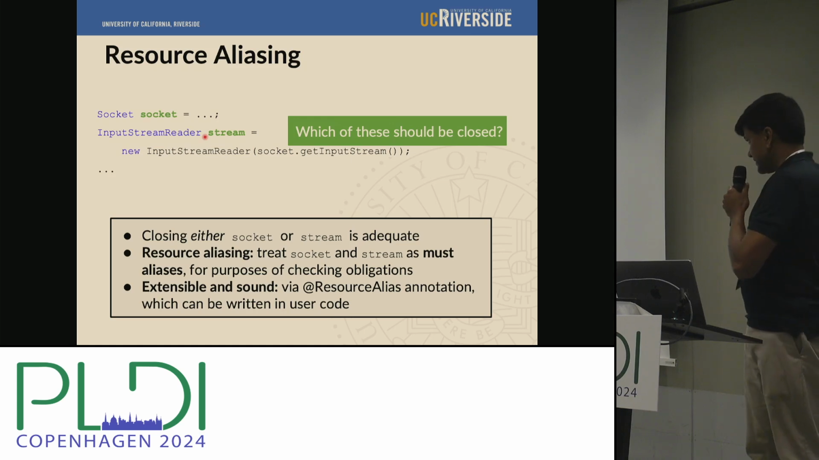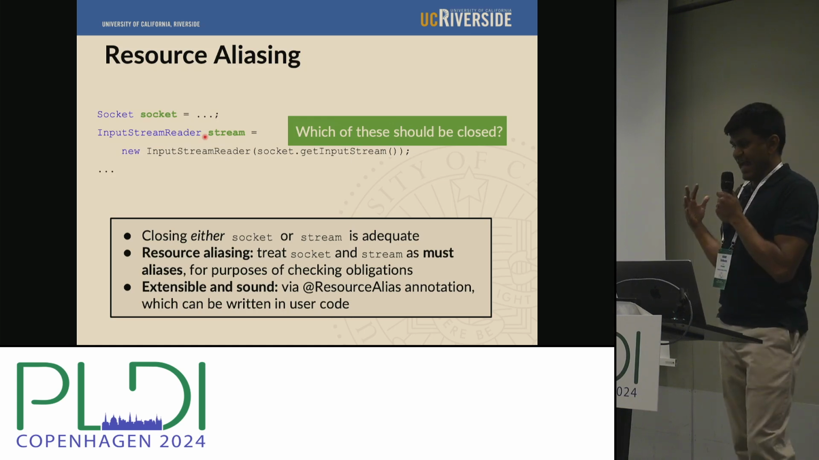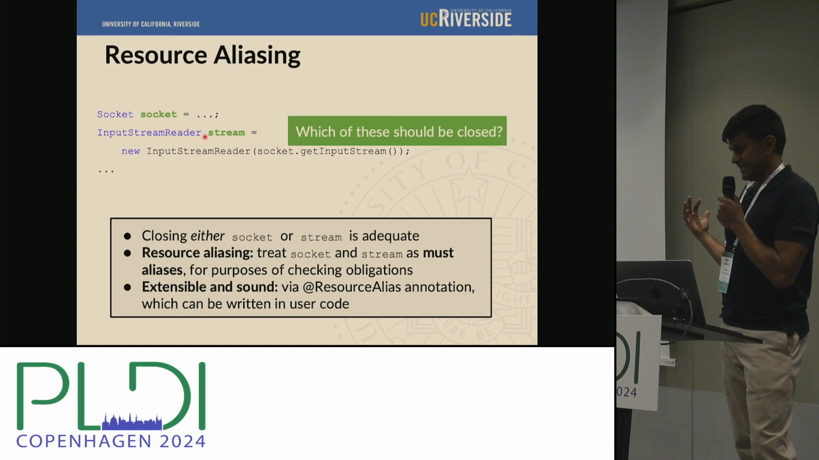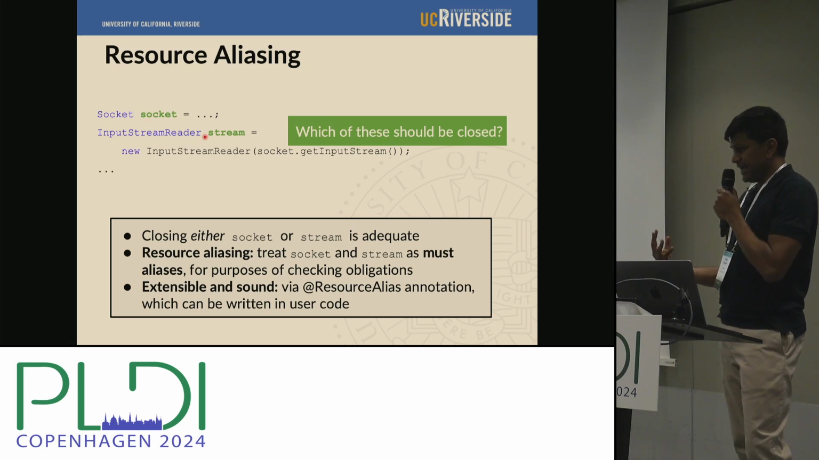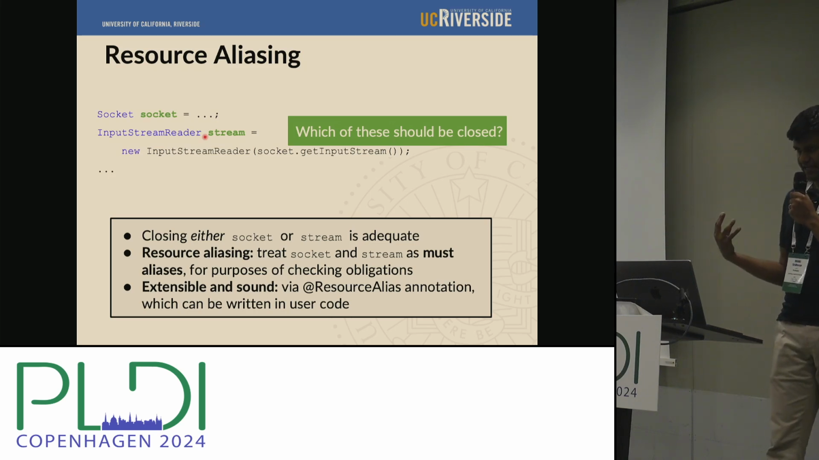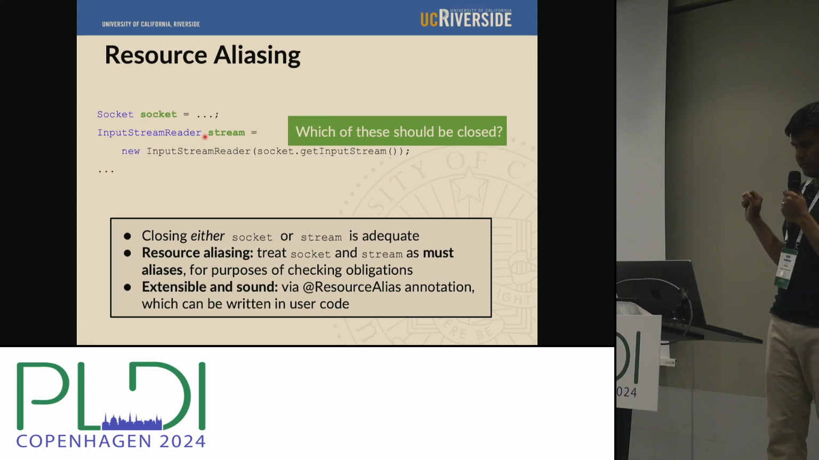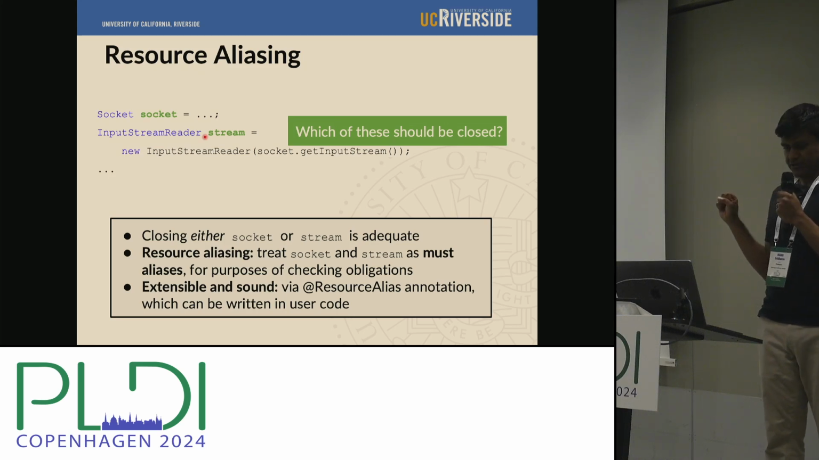In contrast, we have a mechanism via annotations. It's a resource alias annotation to create your own wrapper types, right? And you can annotate them with these resource alias annotations, and we can actually verify that it is a proper wrapper type, that it's properly disposing of the nested resource. And so this is much more flexible.